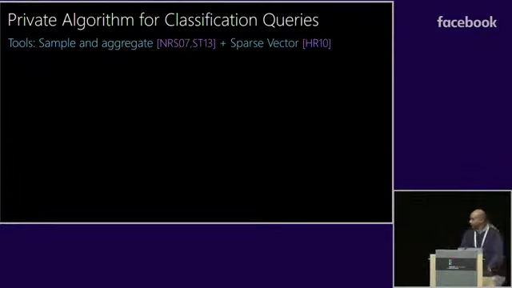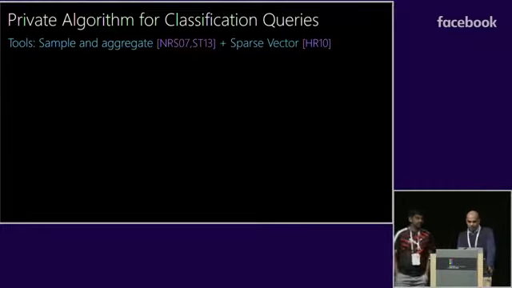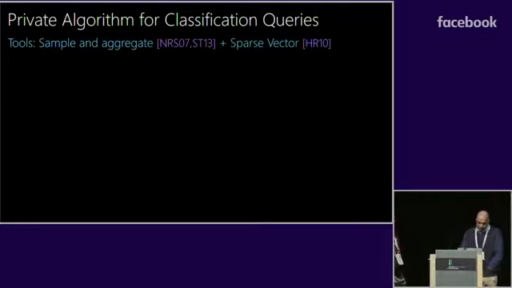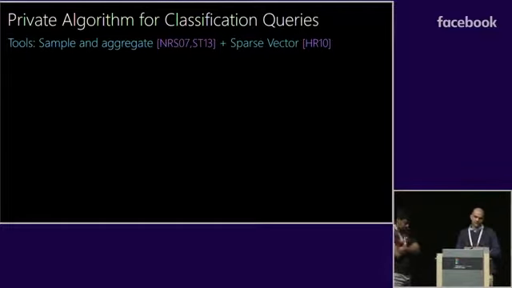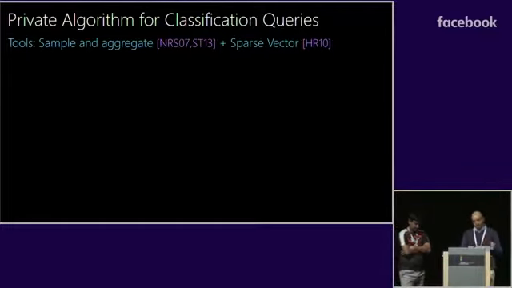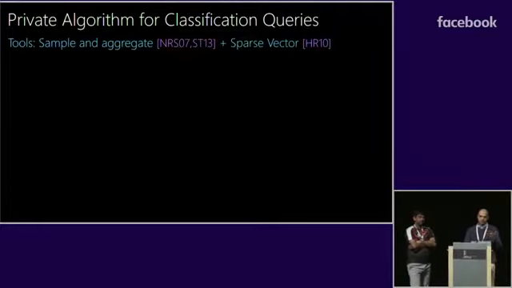All right, so in the remainder of the talk, I will give a quick synopsis about our constructions and technical results. And let's start with our private algorithm for classification queries. This algorithm combines two techniques from the literature of differential privacy, namely the sample and aggregate technique and the sparse vector technique.